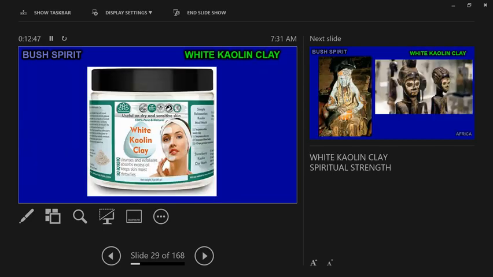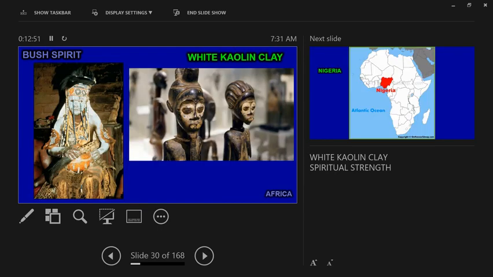It's also used in makeup. But these diviners will put that powder on themselves as part of the ritual. And then you can see on the bush spirit sculptures, they have put the powder on the face of the sculptures as well.